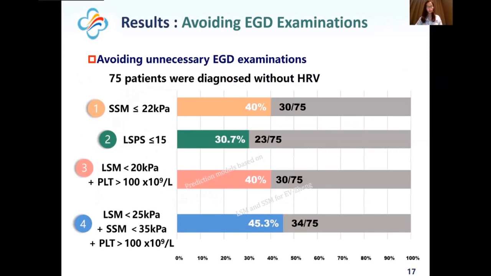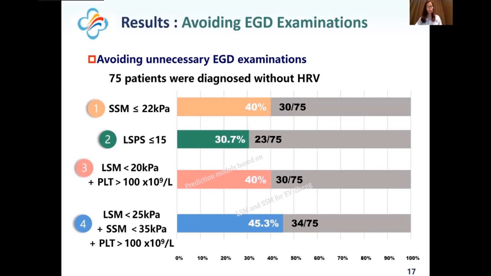If the patient could meet one of these cutoff values, such as SSM no more than 22 kilopascal, LSPS score no more than 1.5, or LSM less than 20 kilopascal and PLT more than 100 billion per liter, or LSM less than 25 kilopascal, SSM less than 35 kilopascal, and PLT more than 100 billion per liter, then the risk of HRV is very low and EGD screening can be avoided.